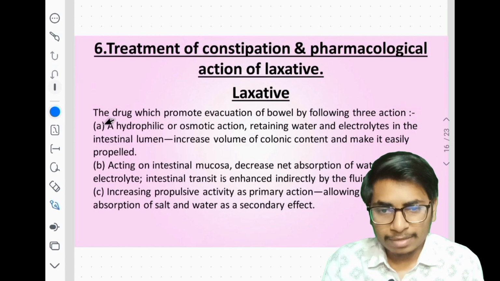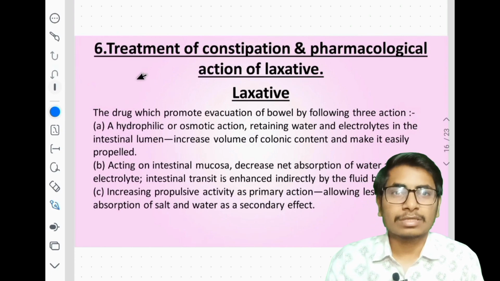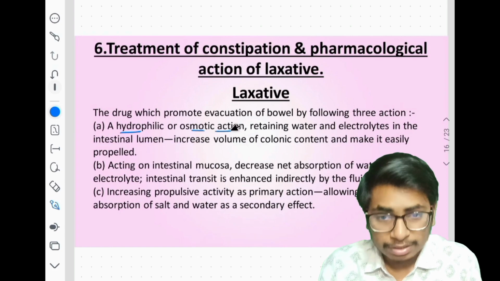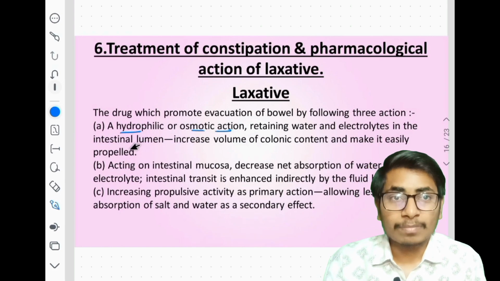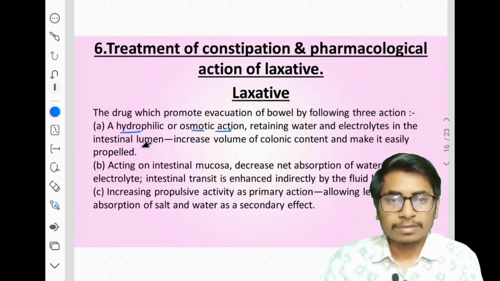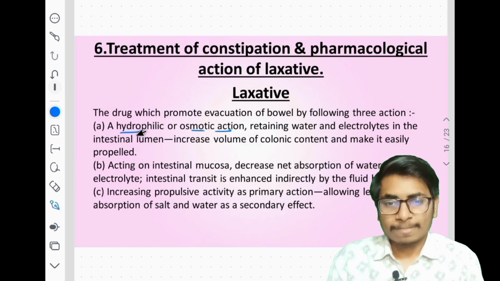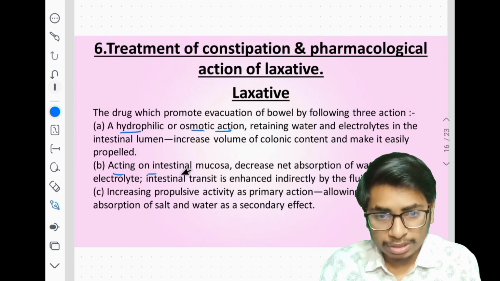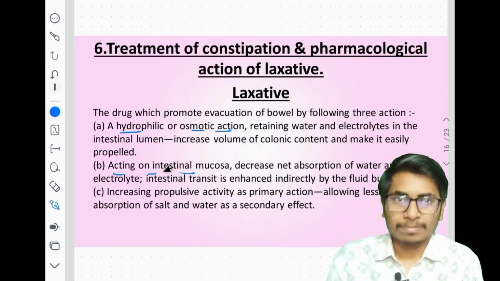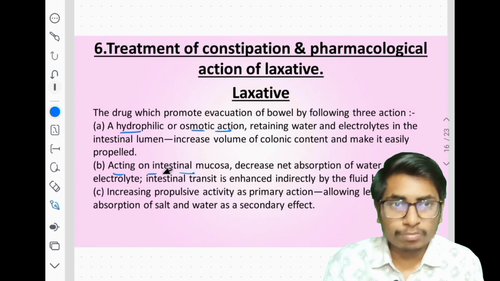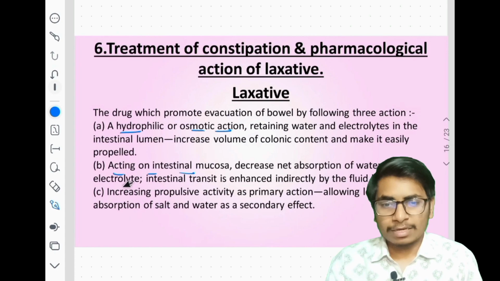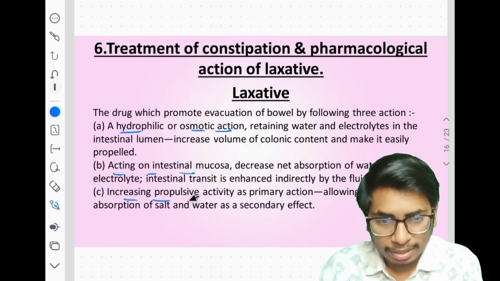Mostly there are 3 actions. The first action is the hydrophilic or osmotic action, in which it maintains water content in the intestinal luminal content so that stool does not become dry and hard. The second action is acting on intestinal mucosa to decrease net water and electrolyte absorption. By that way, we can maintain the intestinal luminal water amount so that stool does not become dry and hard. And the third is increasing propulsive activity.